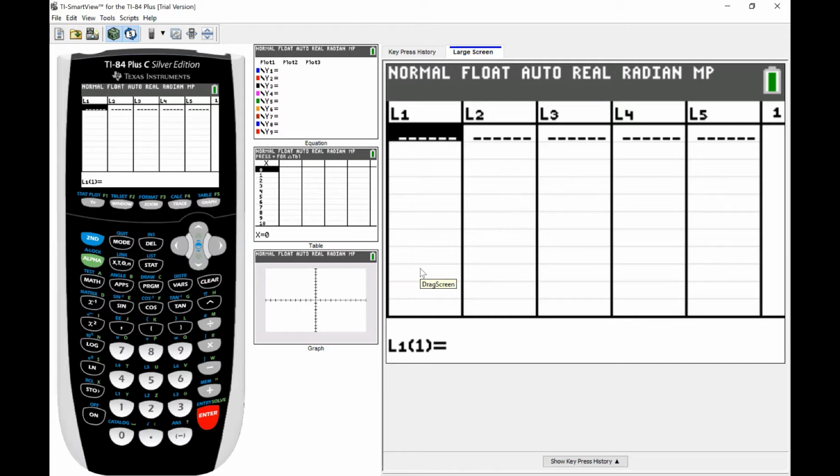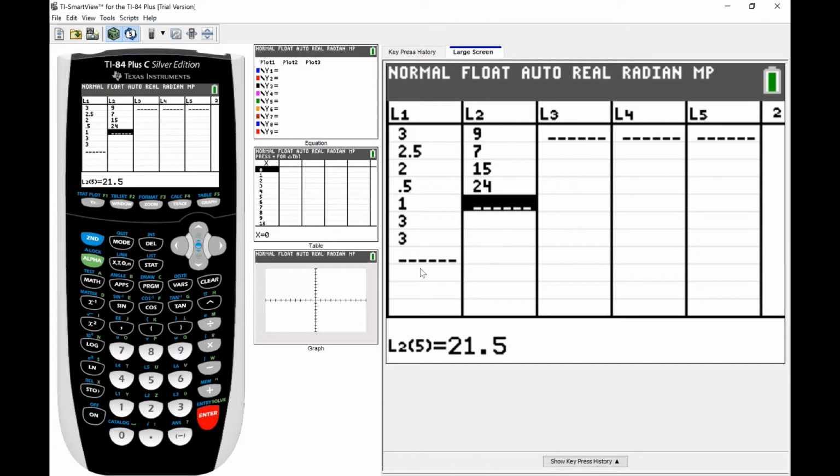So now let's enter all the data from this table. So I've got 3, 2.5, 2.5, 1, 3, 3. Now I'm going to scroll over to the y values: 9, 7, 15, 24, 21.5, 3, and 4. Again, we're making sure we have just as many x values as we do y values, and we do. Now I want to perform a quadratic regression.